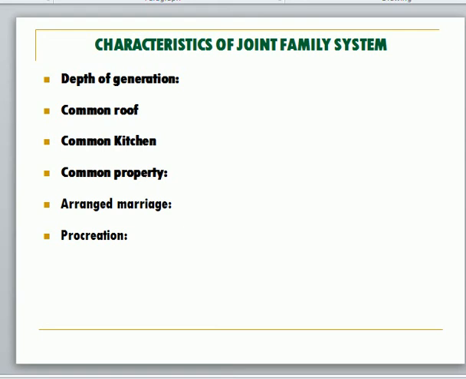It starts from the first generation to grandparents, grandchildren, sons, and so many. So it means that the generation line is very long. That kind of family in which all of them are living together under one roof is called a joint family system. So, a common roof.